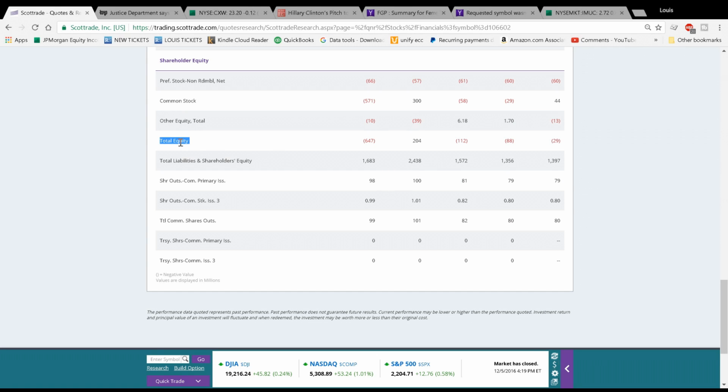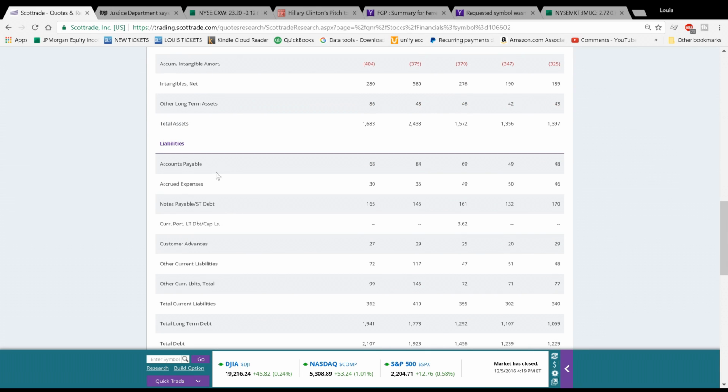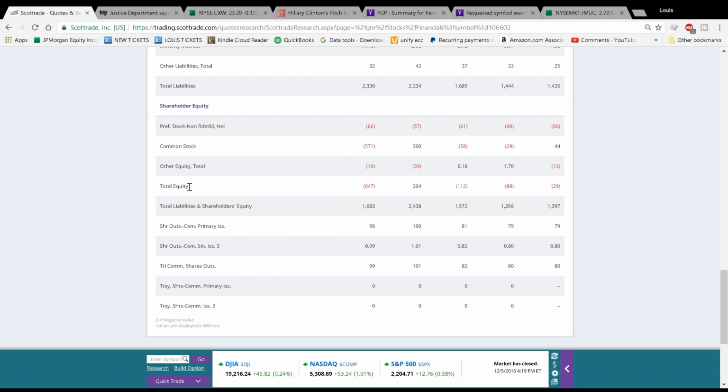Not looking very good. Now, over here you see total equity, which, as I explained before, is the total assets minus the total liabilities. And when you look at the total equity, you'll see that right now they stand at an all-time low of minus $647 million.